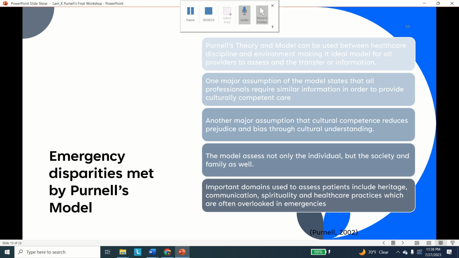Another model assumption is that cultural competence reduces prejudice and bias through cultural understanding, and the model assesses not only an individual but the society and family as well. Individual domains that may be used to assess a patient include heritage, communication, spirituality, and healthcare practices, all of which are overlooked in emergencies. So, for instance, for the nurse that is assessing and treating the ethnic minority, using this model, and those 12 wedges mentioned earlier, they can really dive into what is important for the individual.